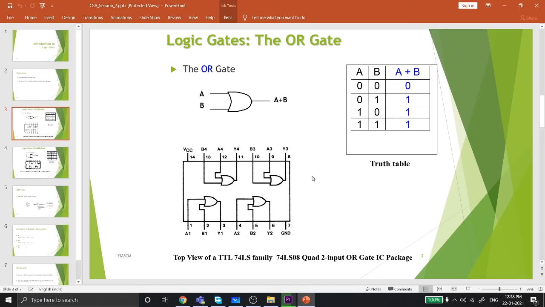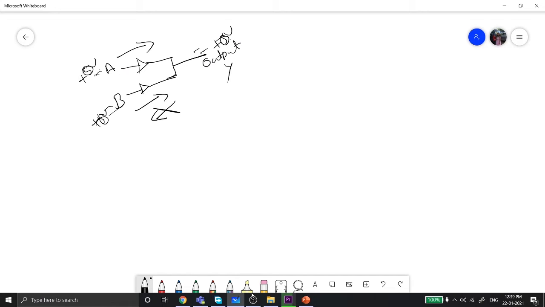Simple. And this is an IC chip, and this is a TTL 74LS family. That's an IC. It's a family of IC chips that include logic gates, and it's a quad 2-input OR gate logic package. Quad means there are 4 logic gates, and I'll explain the IC chips for you. And in an IC chip there will be, I'll draw something here.